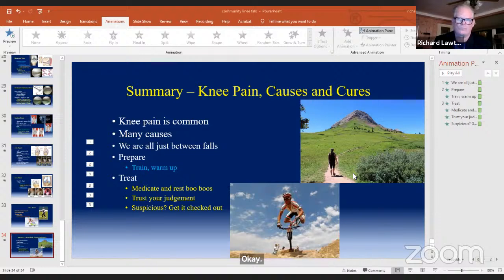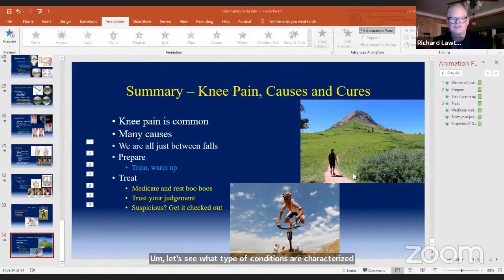Let's see. What type of conditions are characterized when pain primarily occurs climbing stairs? Yeah, so it's typically arthritis. It can be a meniscus tear or synovitis. Depends to some degree on the age of the patient.